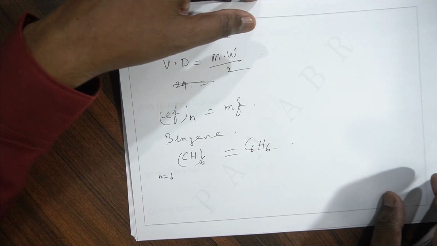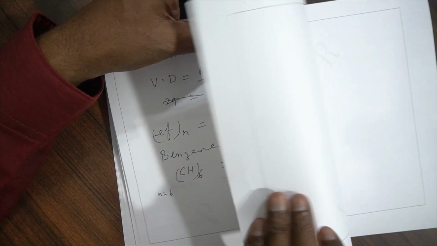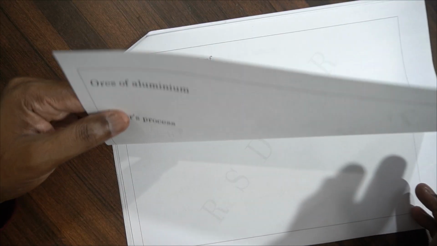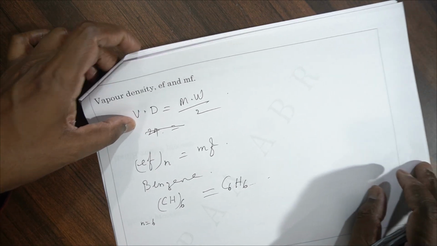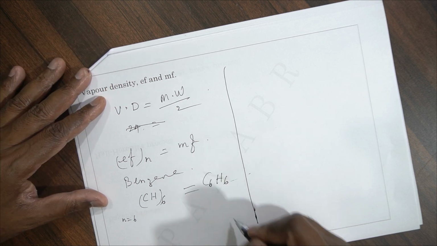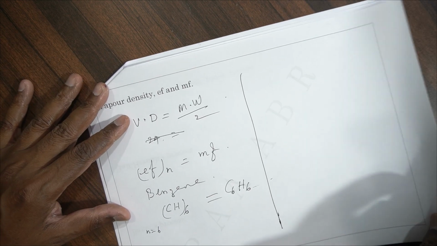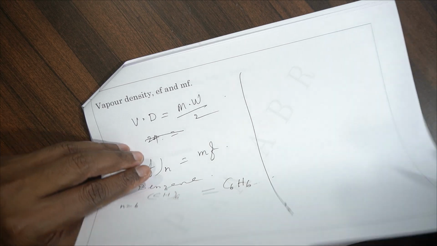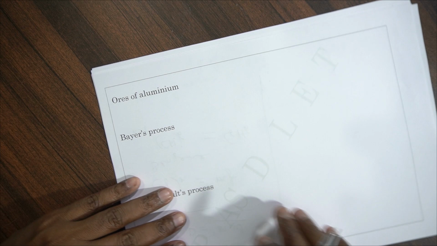Then calculation based on data can also be there. They can give you some data and ask you to calculate the molecular formula and empirical formula. If they give you percentage composition, those questions I have done in detail under the chapter gas laws. You may go and see that video. So these are important questions.